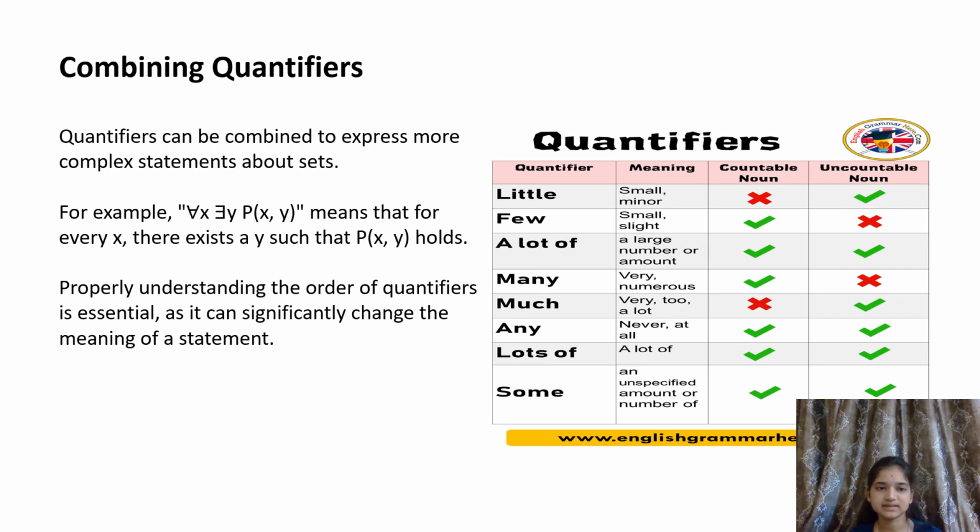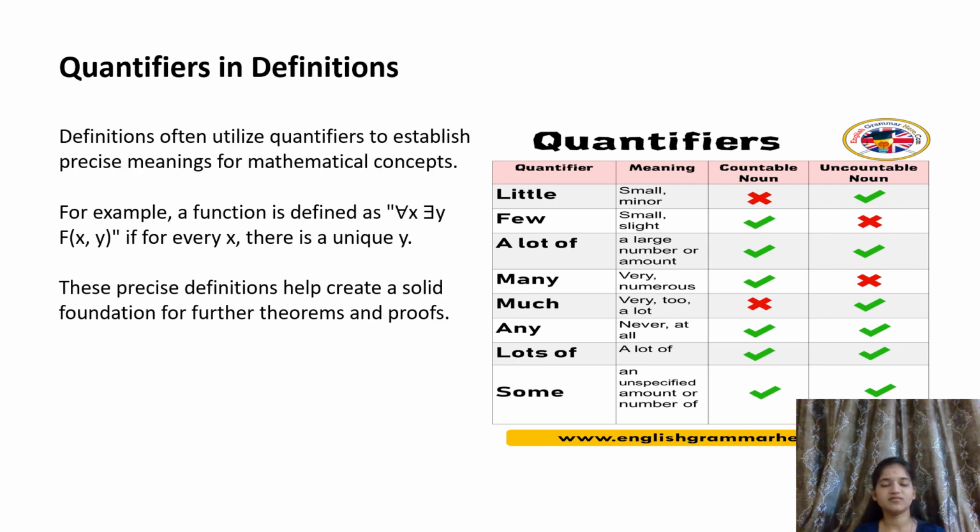Combining quantifiers. The quantifiers can be combined to express more complex statements about sets. For example, for all x there exists a y such that p of x, y holds. Properly understanding the order of quantifiers is essential, as it can significantly change the meaning of a statement.